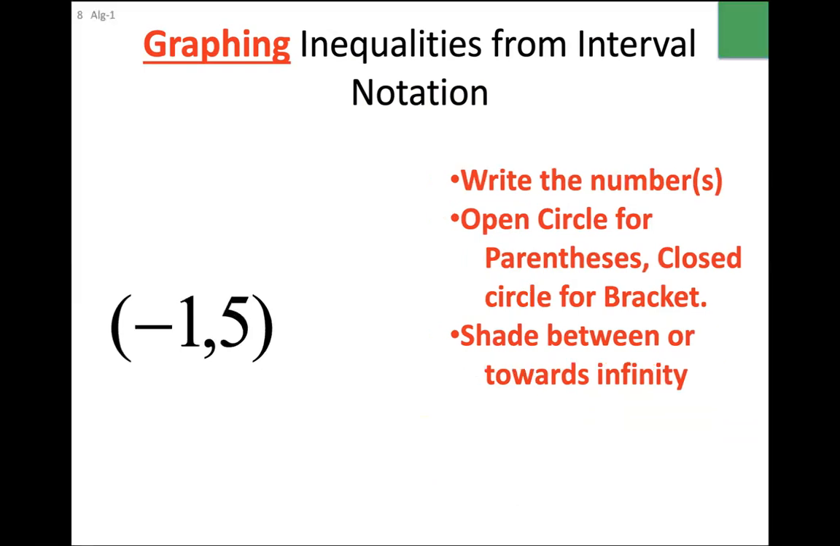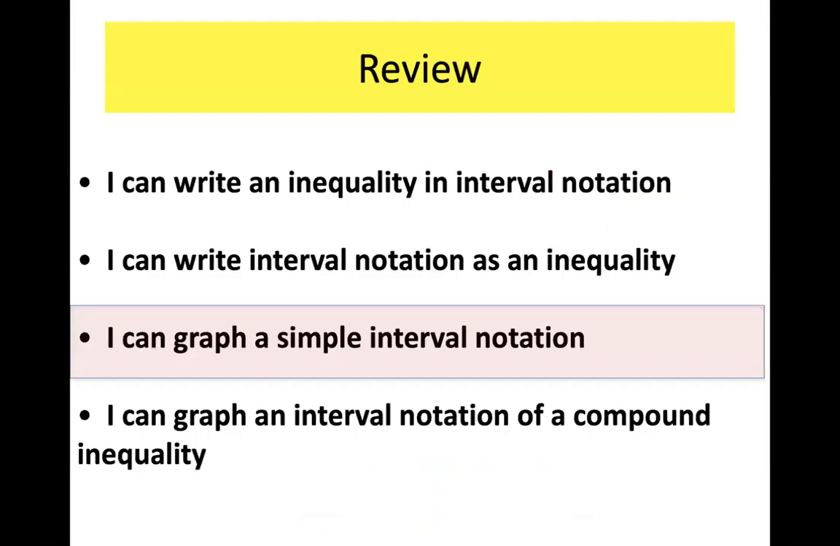All right, how about this one? I got 2 numbers. I got -1 to 5. So I need a number line that goes from -1 on the left to 5 on the right. And it's an open circle for both. Why? Because I got parentheses around both -1 and 5. Remember, brackets would be closed circles, parentheses are open circles, and then I shade in between. Will I always shade in between? Yes, you will.